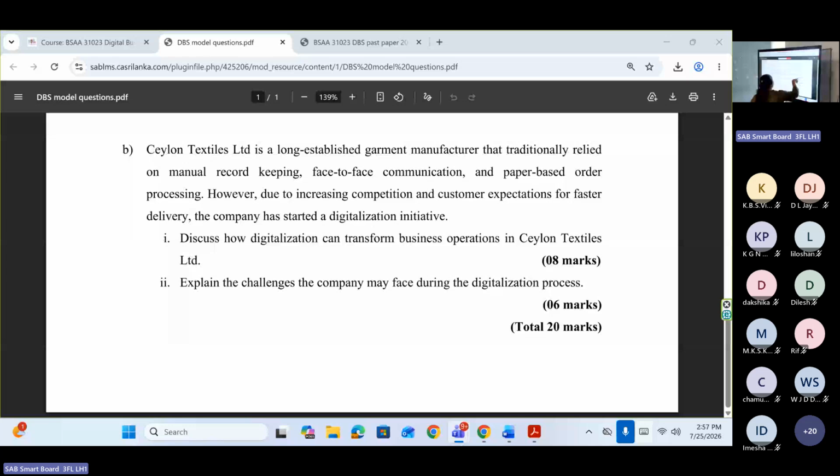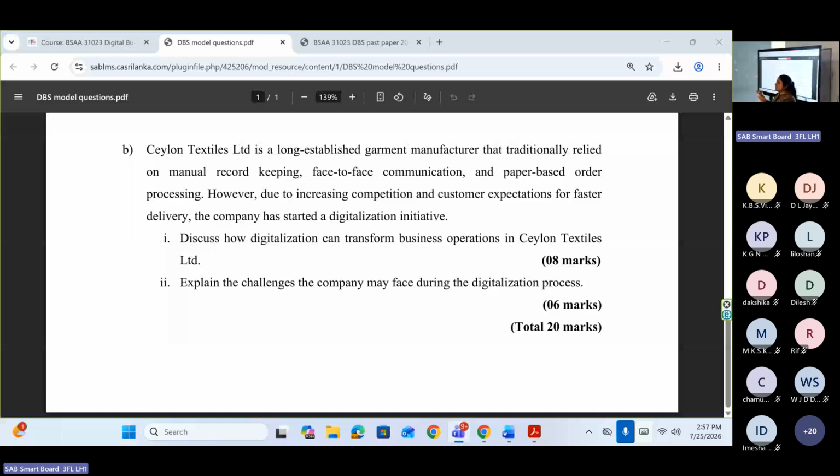So if you propose here, the most appropriate thing is to address manual record keeping, face-to-face communication, and paper-based order processing. So basically you suggest implementing an ERP system. Right? Another note: explain how implementing an ERP system helps the company in each of these cases.